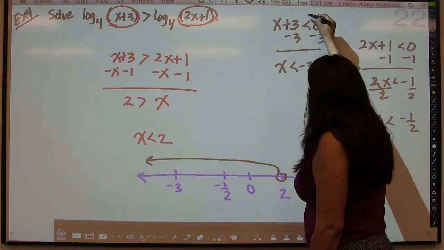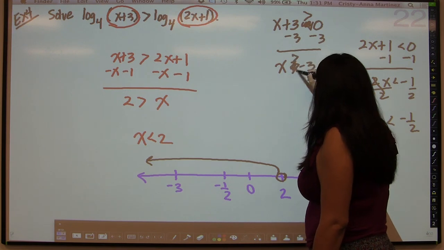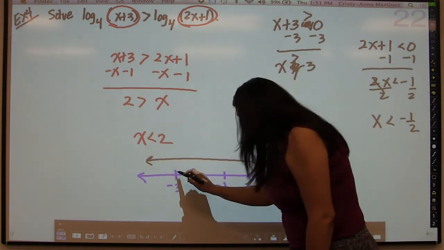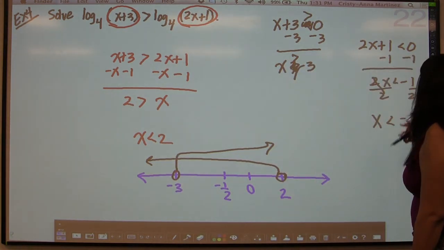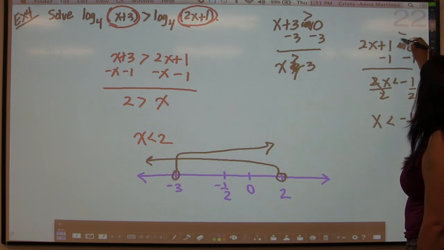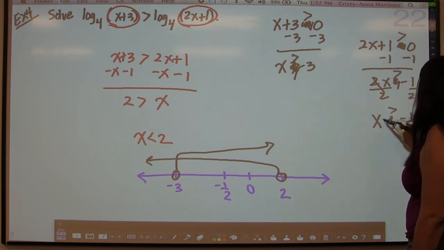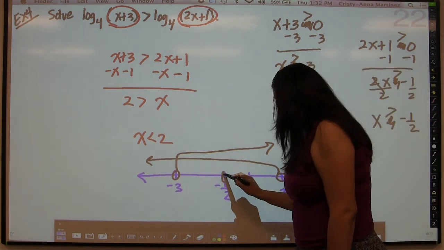But what it can be is positive. So if we make that a positive, then x can be greater than negative 3. So we want this to be greater than negative 3. And then this guy, same thing, we want to change this to a greater than. So we can talk about what it can be as opposed to what it can't be. And x can be greater than negative 1/2. So here's greater than negative 1/2.